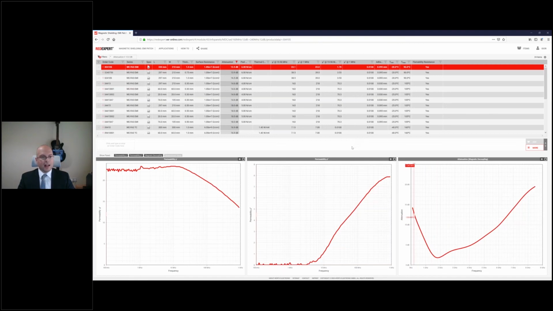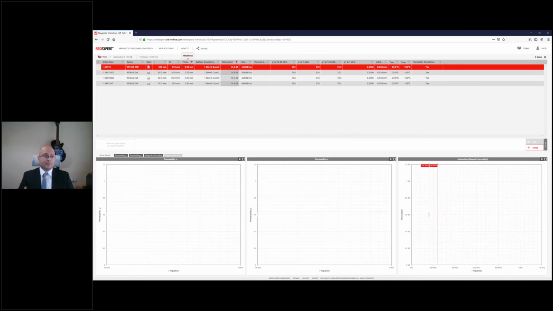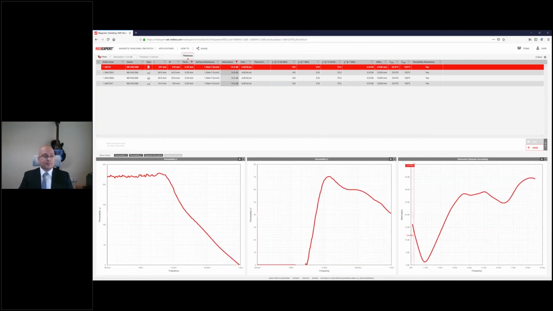Okay, the job is almost done. The only other variable that we have is the thickness. So we come here to the thickness filter, click here, and let's select here on the maximum 0.45 millimeters. And job done. This is my solution.